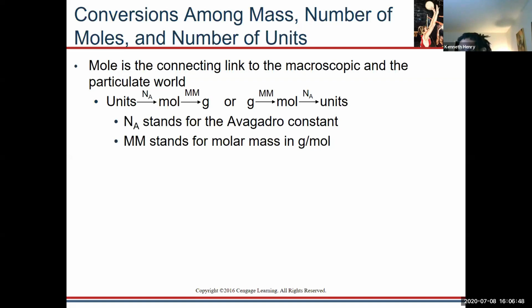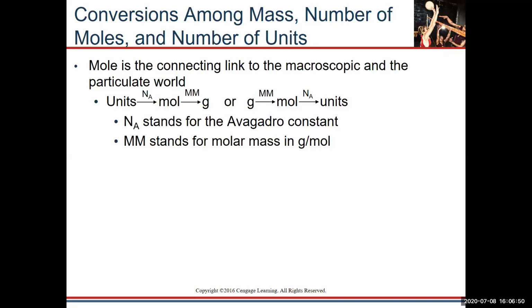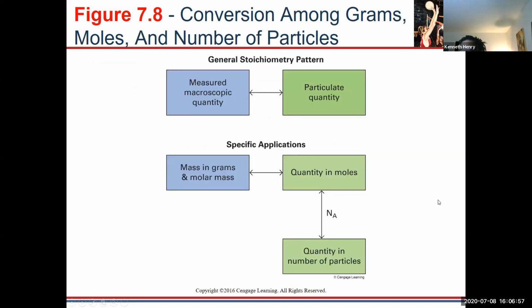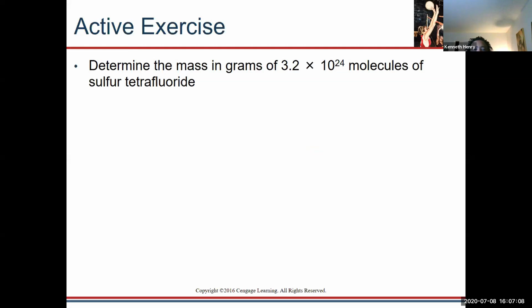Okay, are you ready, Andy? Yeah, I took a picture already. Okay, so this is just saying exactly the same thing I just said, and it's just a box image of it. So let's try an example. Determine the mass in grams of 3.2 times 10 to the 23rd molecules of sulfur tetrafluoride.